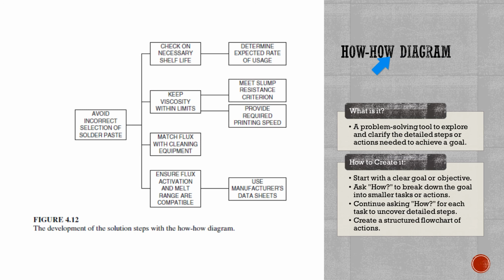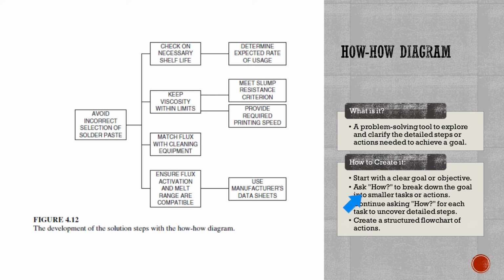And then we have the how diagram. So the how diagram is a problem solving tool to explore and clarify the detailed steps or actions needed to achieve the goal. So the how diagram is one of the tools to find solutions. Same with the why-why diagram. The why-why diagram before we used to find the real cause, but the how diagram we use to find the solution, how to solve that problem.